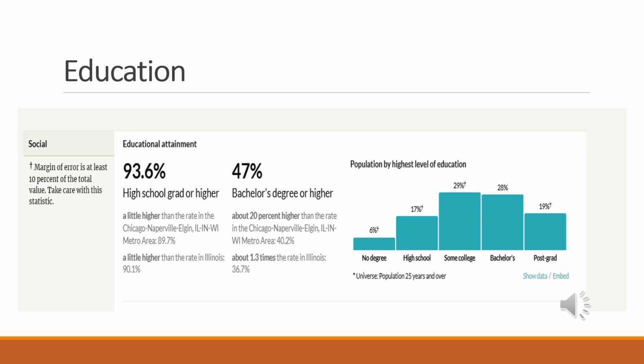When looking at education, you can see that 93.6% of Woodridge has a high school grad or higher, and it's a little higher than the rate in the Chicago, Naperville, Elgin metro area, which is 89.7, and a little higher than the rate in Illinois, which is 90.1%. 47% have a bachelor's degree or higher, about 20% higher than that Chicago, Naperville, Elgin metro area, and about 1.3 times the rate of Illinois, which is 36.7%.